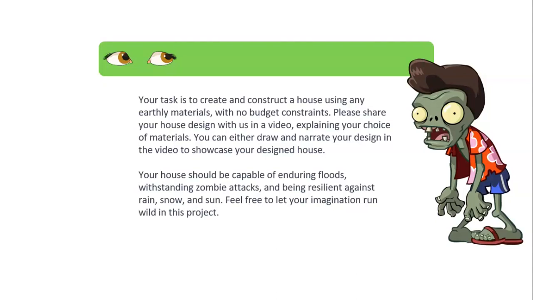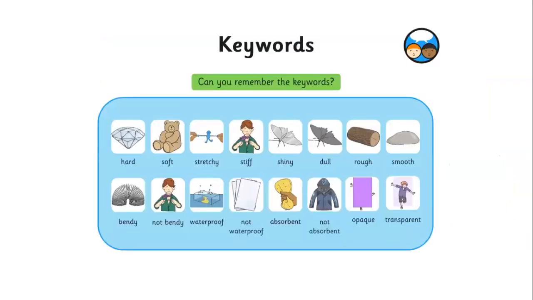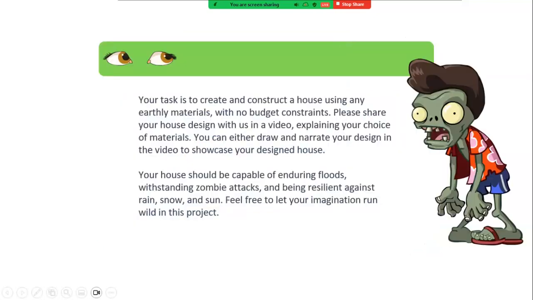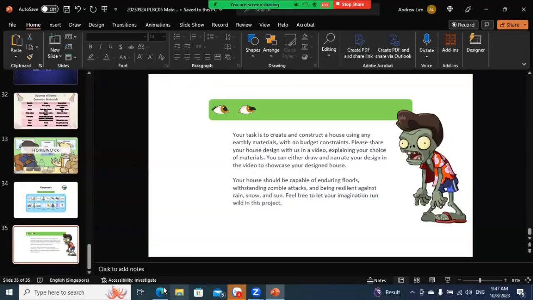The criteria is that your house should be capable of enduring floods, withstanding zombie attack, and being resistant to rain, snow, and sun. Feel free to let your imagination run wild in this project. In the video, I want you all to use the properties of hard, soft, stretchy, and so on to tell us why you used them to build your house. I'll be sharing this on Zalo shortly. So without further ado, let us proceed to the booklet to play the game.